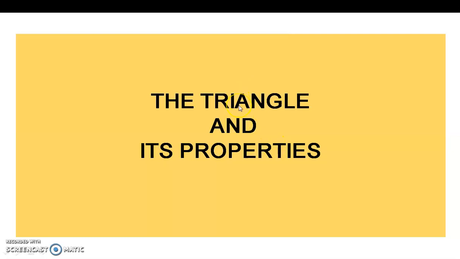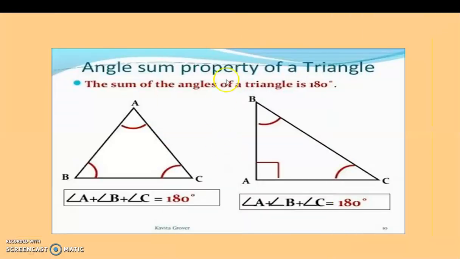As you all know, a triangle is a three-sided closed figure. It has three angles, three sides, and three vertices. There are some properties associated with the triangle. The first property is known as the angle sum property. According to this property, the sum of all the angles of a triangle is 180 degrees.